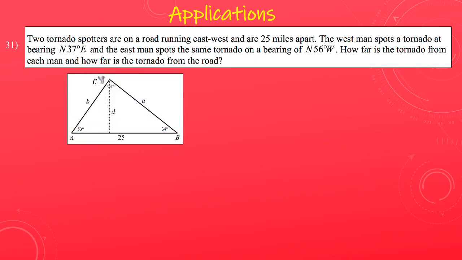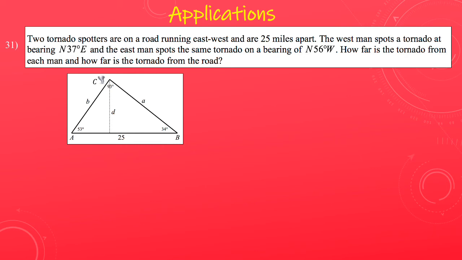We draw the picture with AB along the horizontal, a distance of 25. Remember that when we are giving bearings, they are measured from the nearest north-south line. So the west man, which is A, spots the tornado at bearing north 37 degrees east, making angle A 53 degrees. And the east man, B, spots the same tornado on a bearing of north 56 degrees west, making angle B 34 degrees.